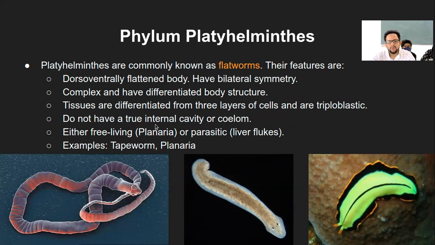They do not have a true internal cavity, or what is called coelom, right? The internal cavity within the body is called coelom. So these organisms are completely filled and they do not have any true internal cavity. They are either free living, like for example planaria, or parasitic, like liver flukes. So this is a typical example of the flatworm that you can see. That's the planaria species. And this is the kind of tapeworm that you know.